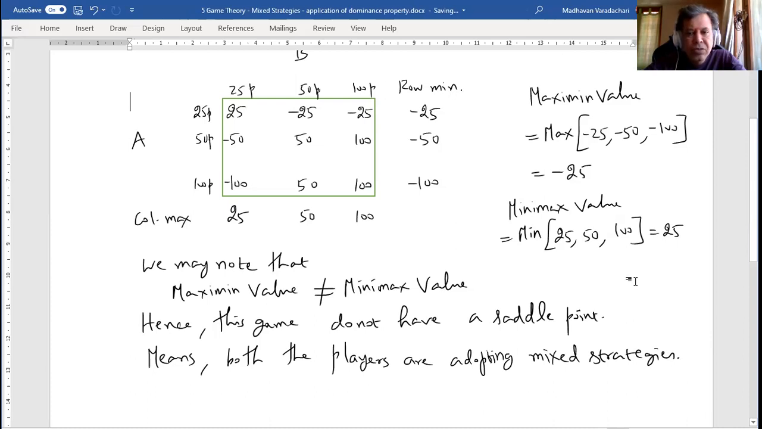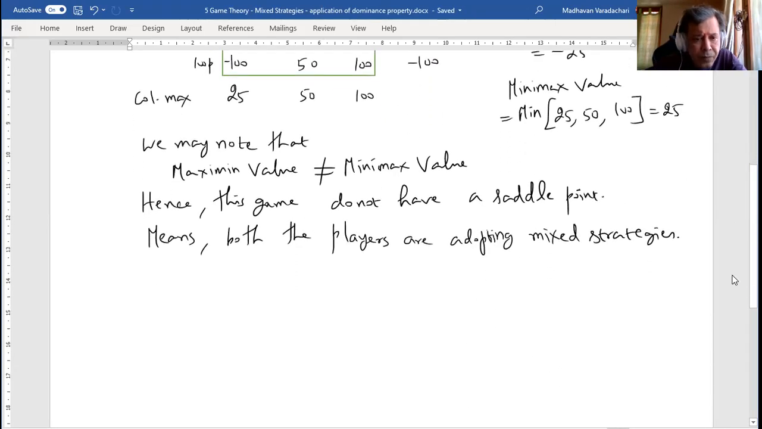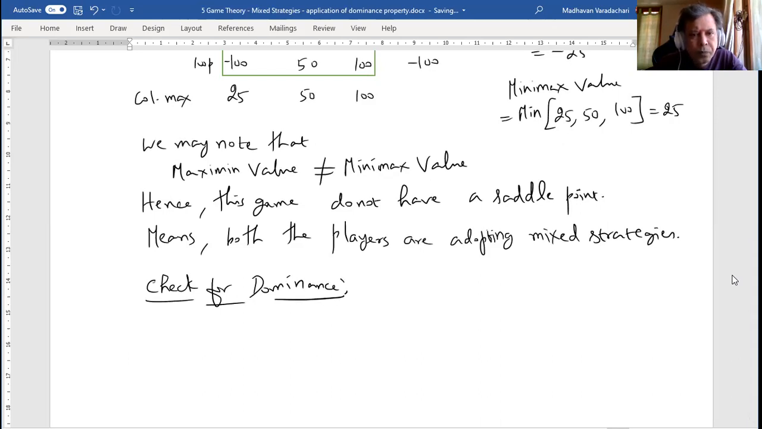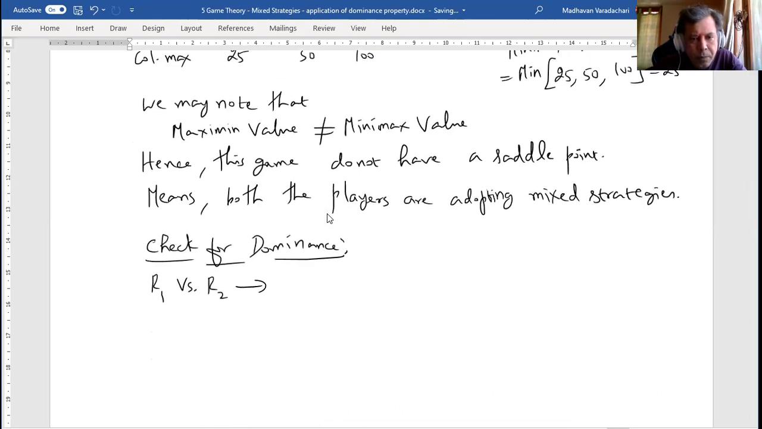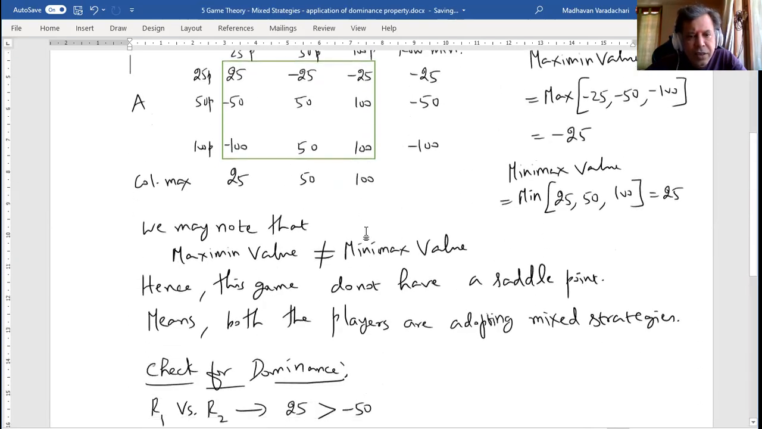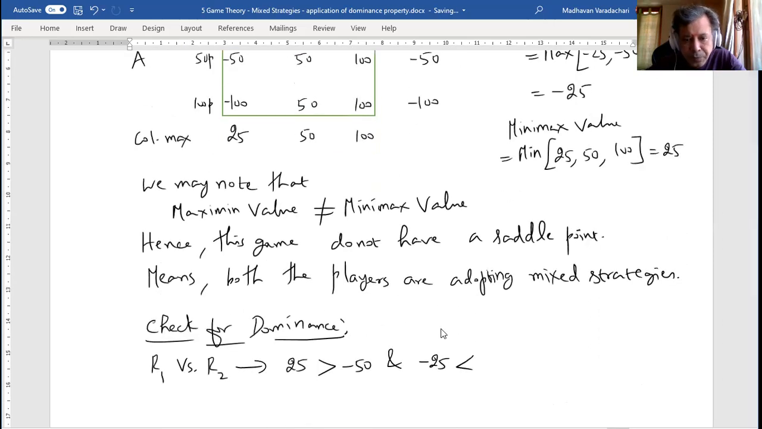Now, the next step is to find out whether there is any dominated strategy; we need to identify it. First we have to check for dominance. Row one versus row two. 25 is larger than negative 50, but negative 25 is lesser than negative 50... positive 50. This very clearly says no dominance.